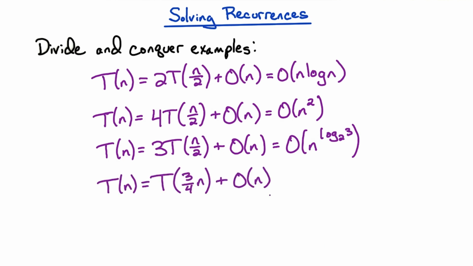Now another recurrence which we saw in the median finding algorithm was T(n) = T(3n/4) + O(n). And we claim that this recurrence solves to O(n). Now let's go ahead and solve these recurrences.